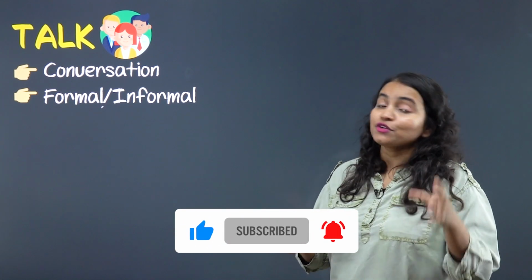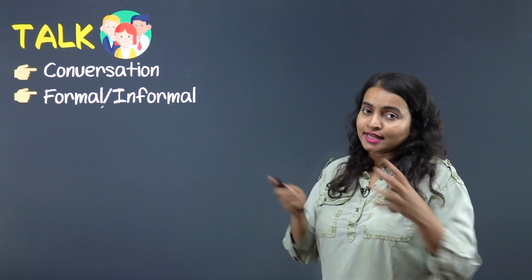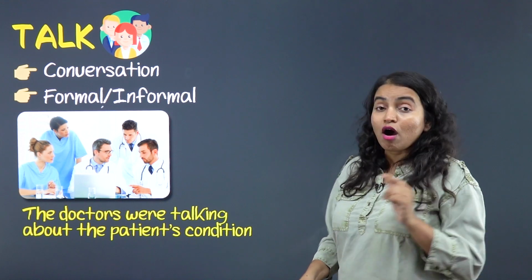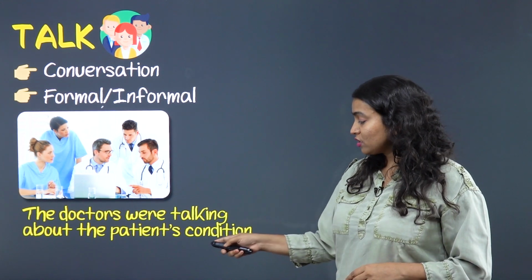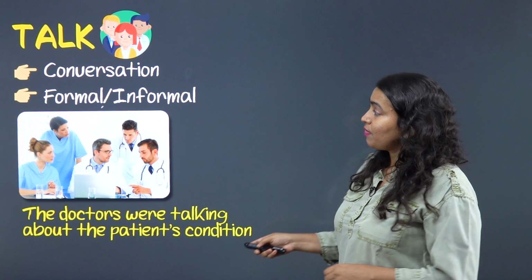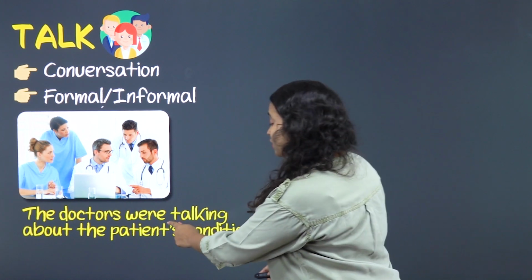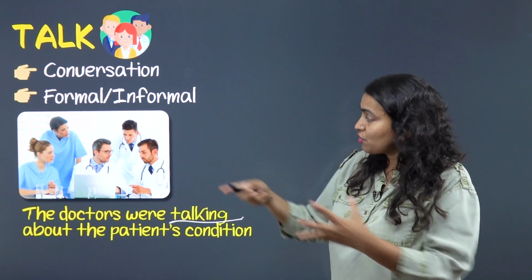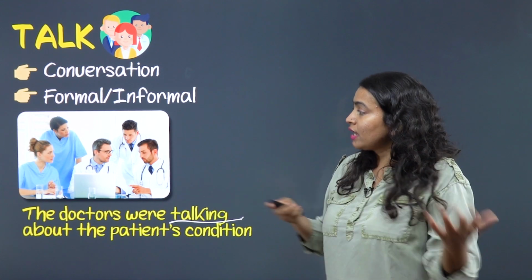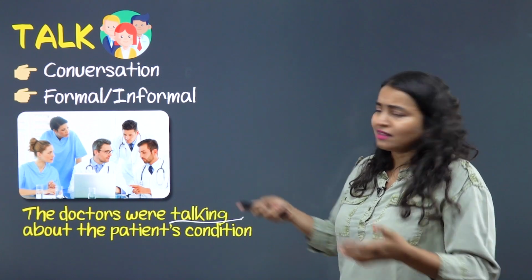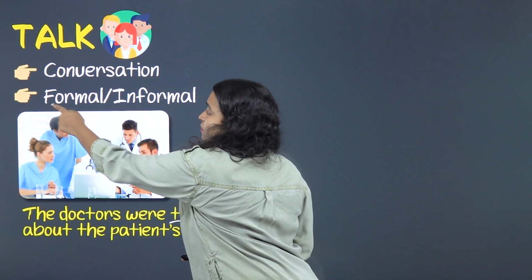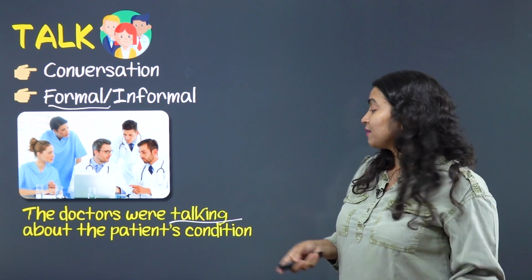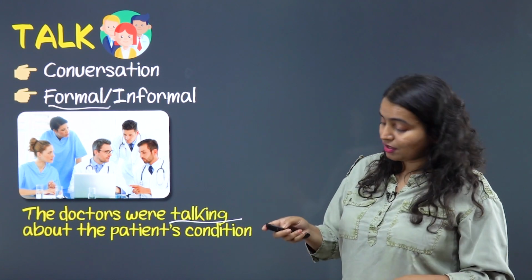So let's see how to use talk in an example. The doctors were talking about the patient's condition. Now, I'm using the word talking because it's a conversation. They're having a conversation. They're all sitting together and talking with each other. And in this case, obviously, it happens to be formal. They are in an office environment. They are in the hospital. Okay, so that's why we use talk.